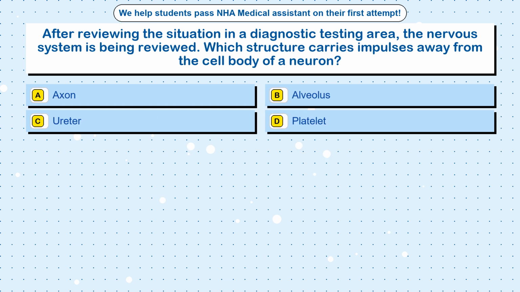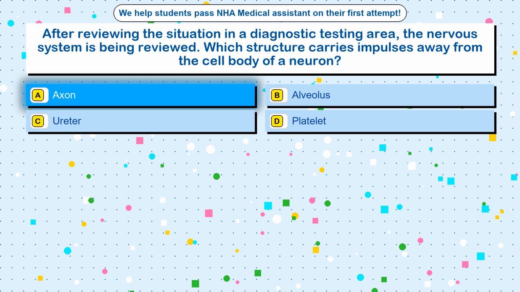Question 9. After reviewing the situation in a diagnostic testing area, the nervous system is being reviewed. Which structure carries impulses away from the cell body of a neuron? Option A. Axon. Option B. Alveolus. Option C. Ureter. Option D. Platelet. The correct answer is option A.